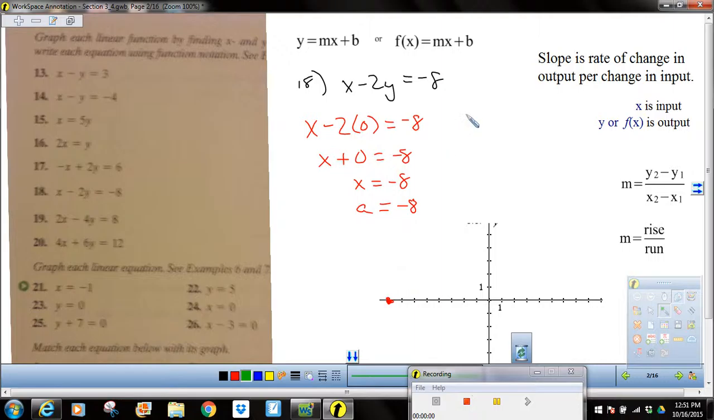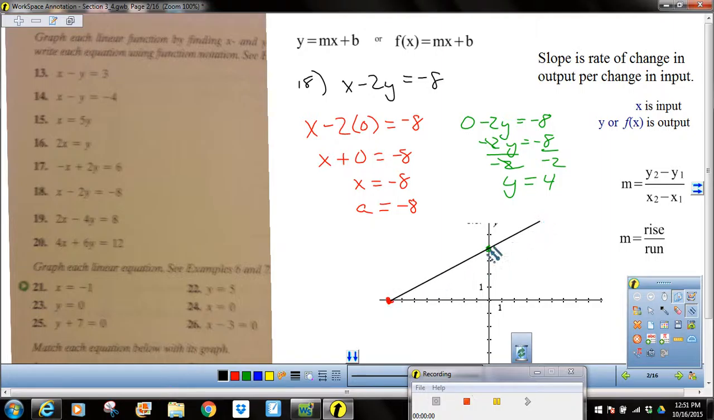Alright, to find the y-intercept, I'm going to let x be 0. And to do the graph, I'll just draw the line in between. So this one didn't turn out too bad. Pretty easy graph.